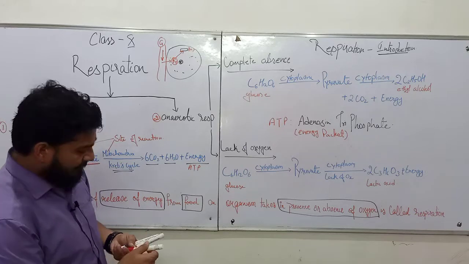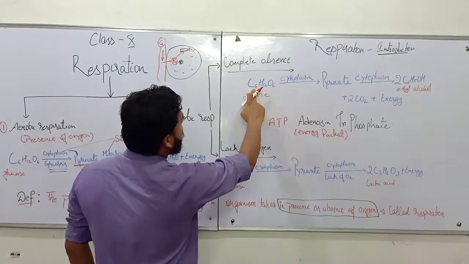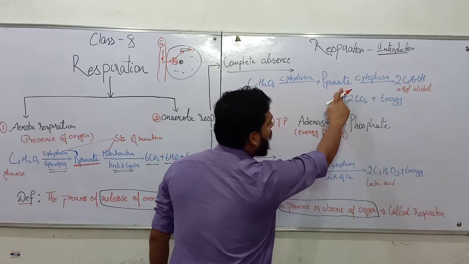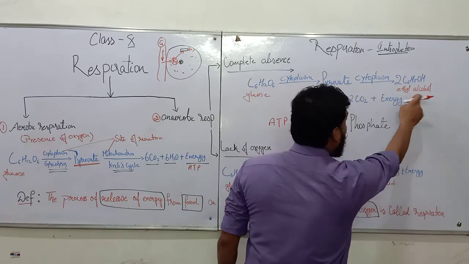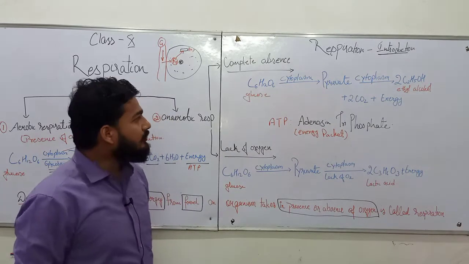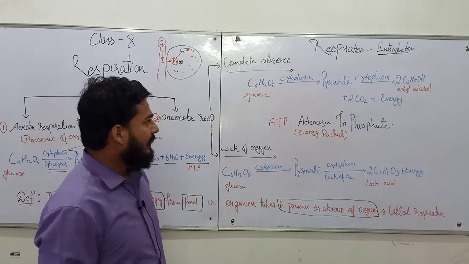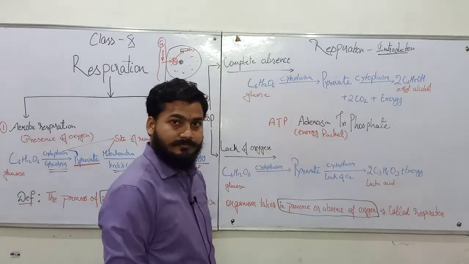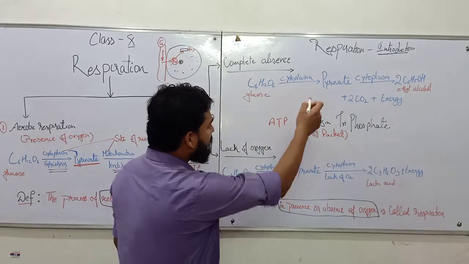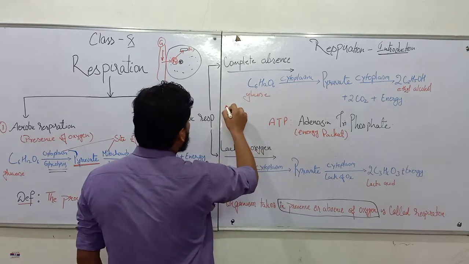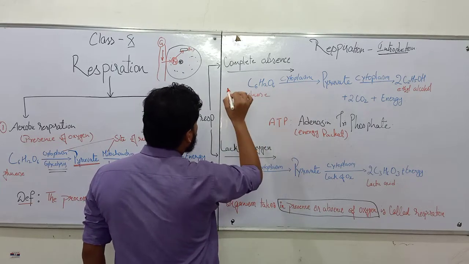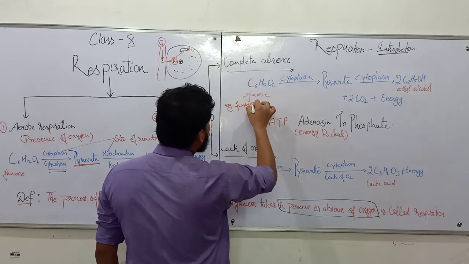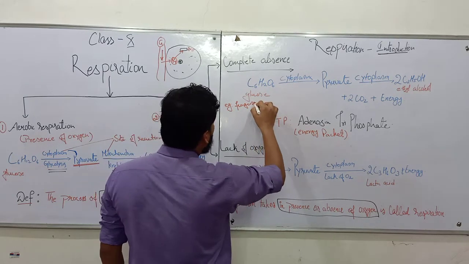In this case, you see the glucose C6H12O6 got converted into pyruvate, and this pyruvate got converted into ethyl alcohol, C2H5OH, and carbon dioxide and energy. Okay, for example, you can take fungus. This generally takes place in fungus or algae.